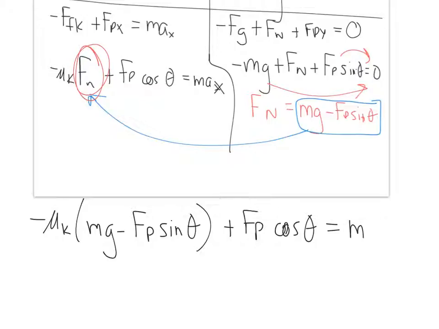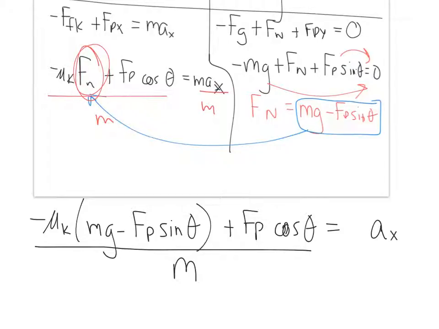Now, what do I want by itself? What are we trying to figure out in this problem? What's our goal? So just divide the whole thing by m to get rid of the m. So you take this entire equation, divide by m. You're dividing both sides by m to get ax by itself, so that's where the m is here. You're replacing fn over here for fn, that goes right there. Negative mu k carries down, Fp cosine theta is here. Plug it in, and you can figure out ax.